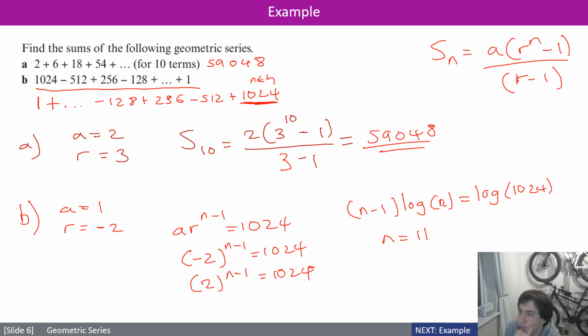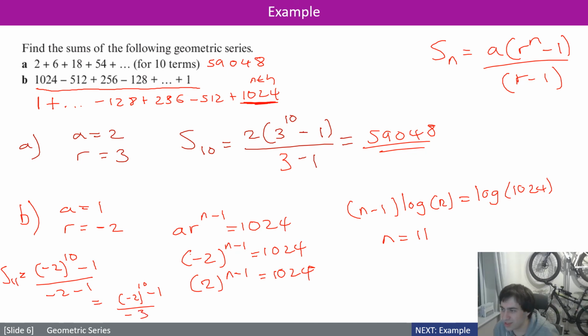So we're going to work out the following. The sum to 11 equals a, which is 1, times minus 2 to the 10, take away 1, all over. So I'm using this formula, right? r minus 1, minus 2 minus 1. So it's minus 2 to the 10, minus 1, all over minus 3. And what did I do? I just did the exact mistake I told you not to do, which is don't confuse n with n minus 1 if it's not the case in the formula. So this is not a 10, this is an 11.